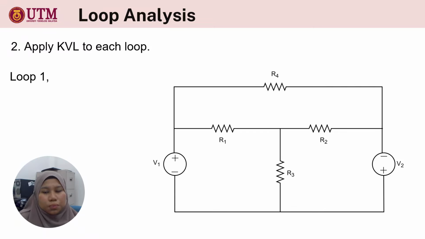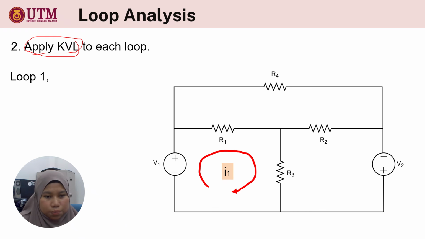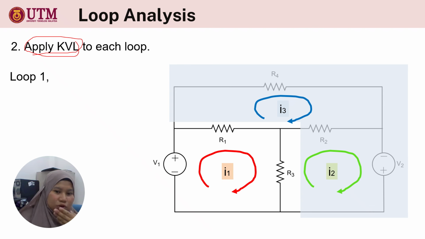Next we already know the loops. Now we want to find the currents. First we need to apply KVL to the loop. We consider this loop first, loop number 1 here. We close the other loops first. We focus on this loop.